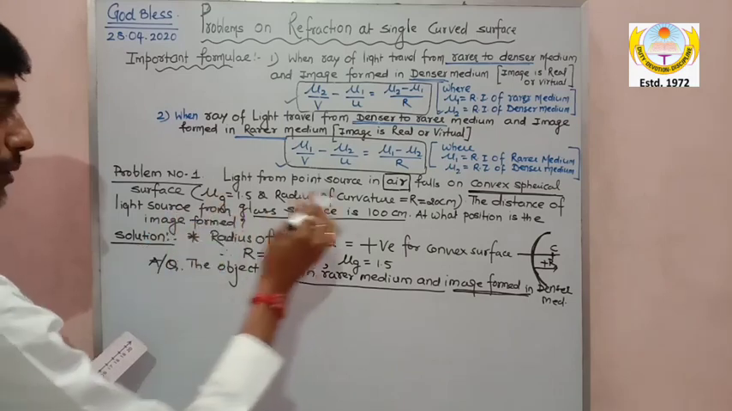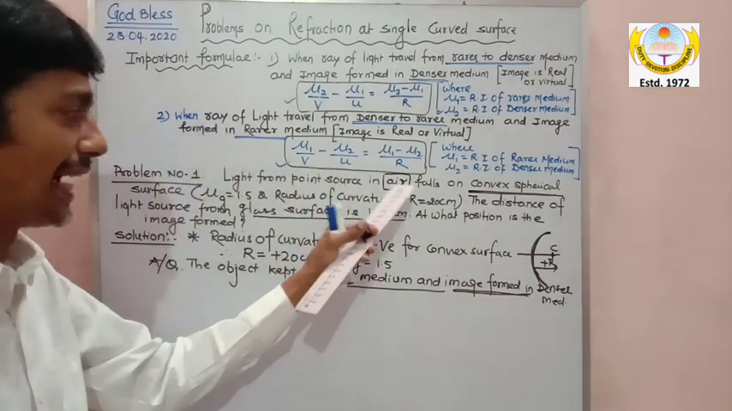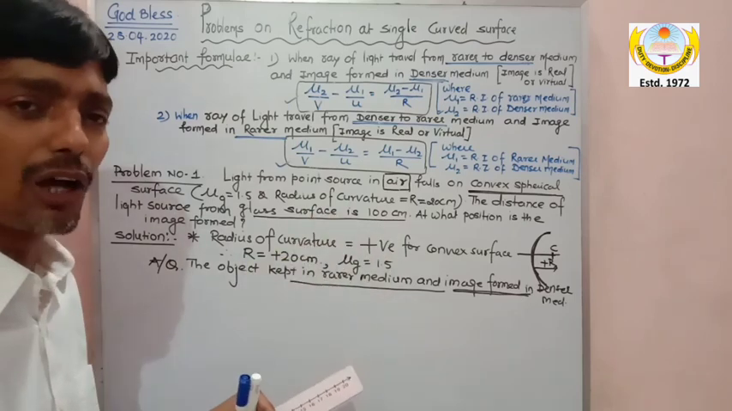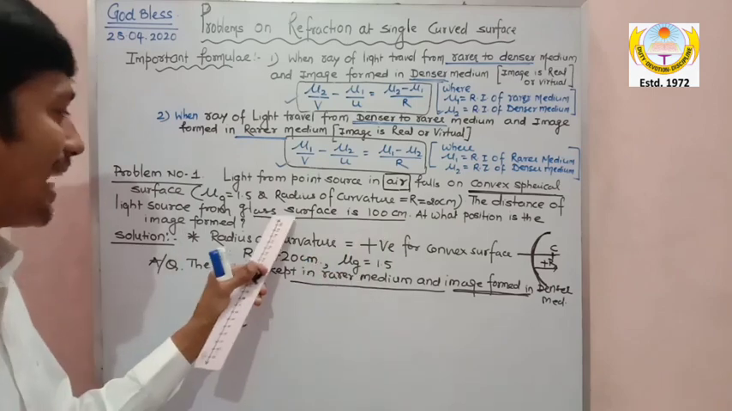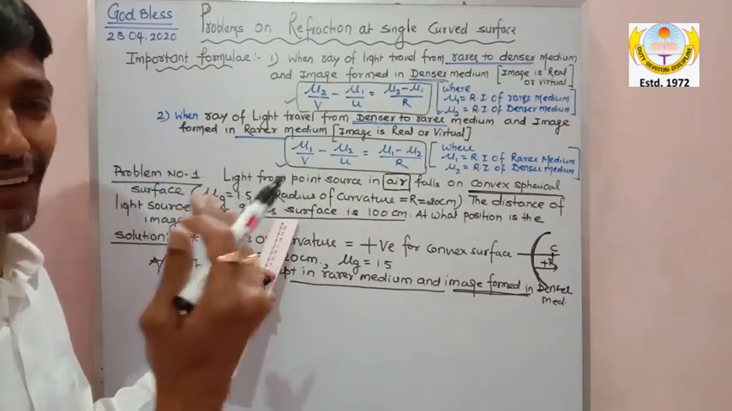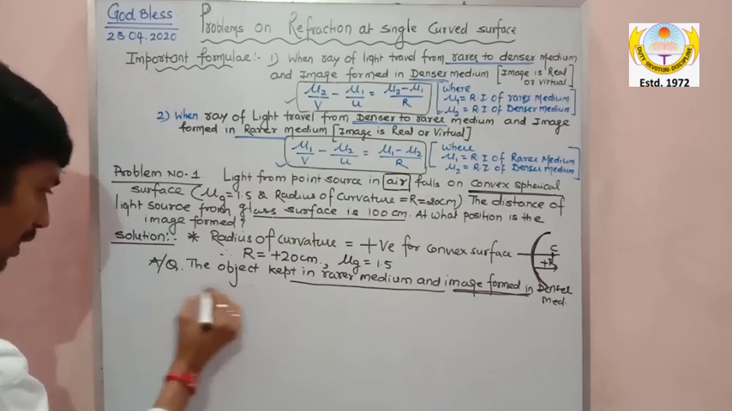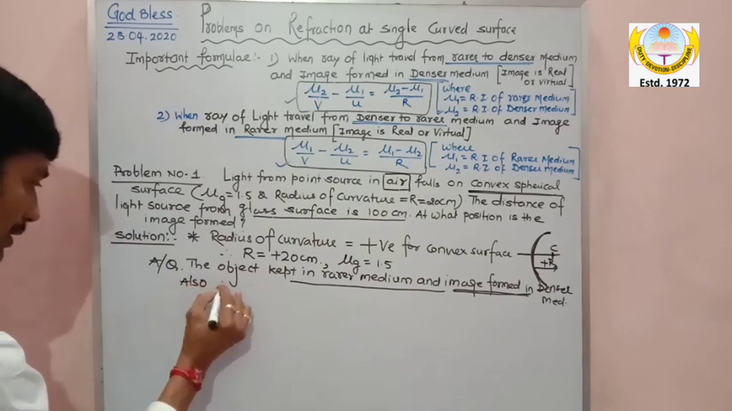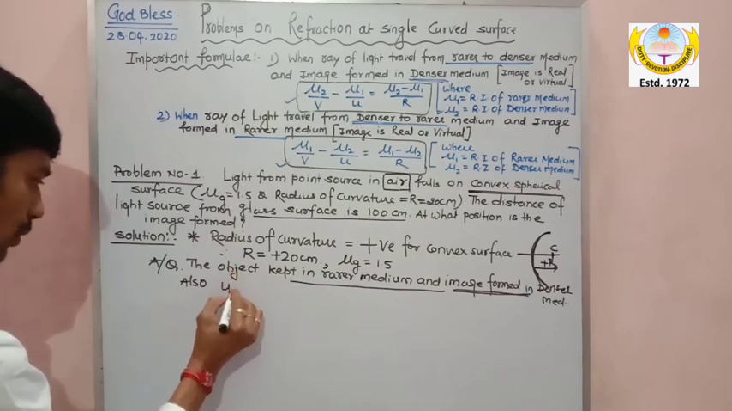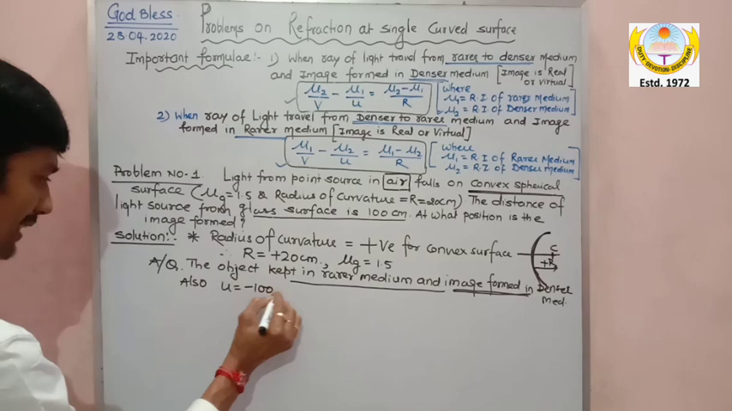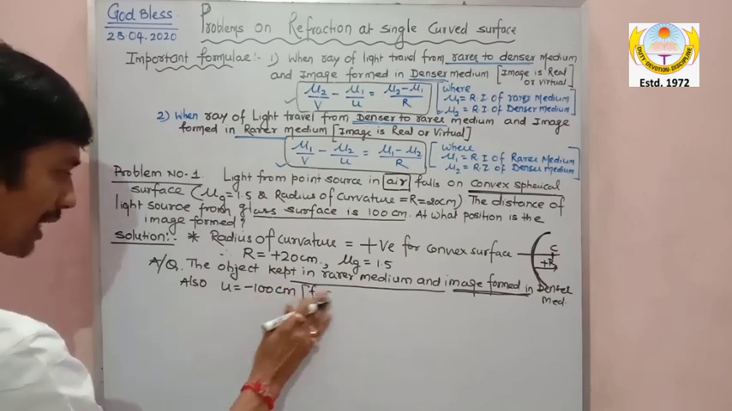Now it is given that the distance of the light source from the glass surface is 100 centimeter. What is the light source? Light source is the object. Where is it kept? In air. So the distance of the object from the glass, that is from the convex glass surface, is 100 centimeter. So here you can see the data. Also, U is equal to minus 100 centimeter, according to the question.